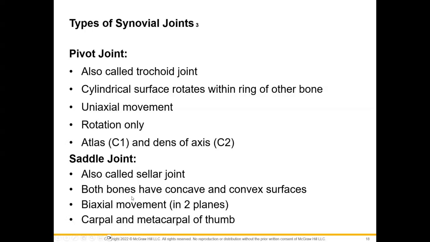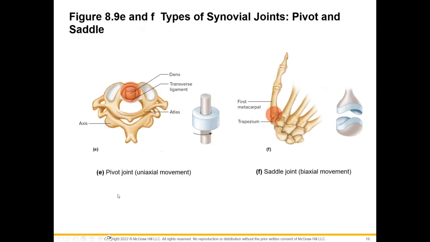The saddle joint, this is also called a sellar joint. Both bones have concave and convex surfaces. It allows biaxial movement in two planes. And here we're talking about the carpal and metacarpal of the thumb. Okay, in figure 8.9e, you see a pivot joint. Again, it's uniaxial. And in F, you see the saddle joint. Allows biaxial movement.